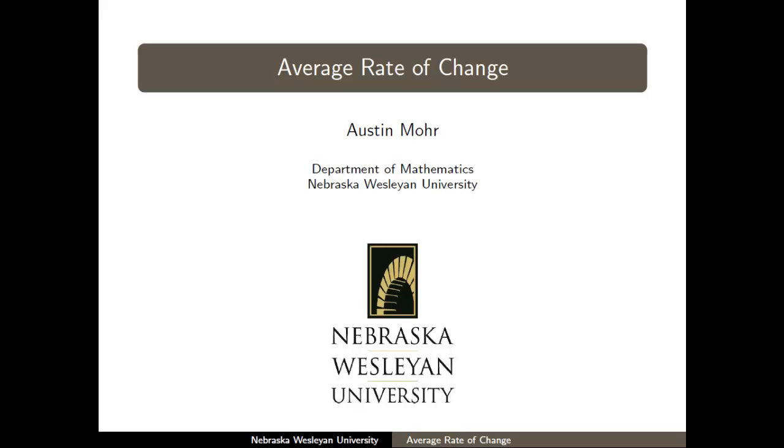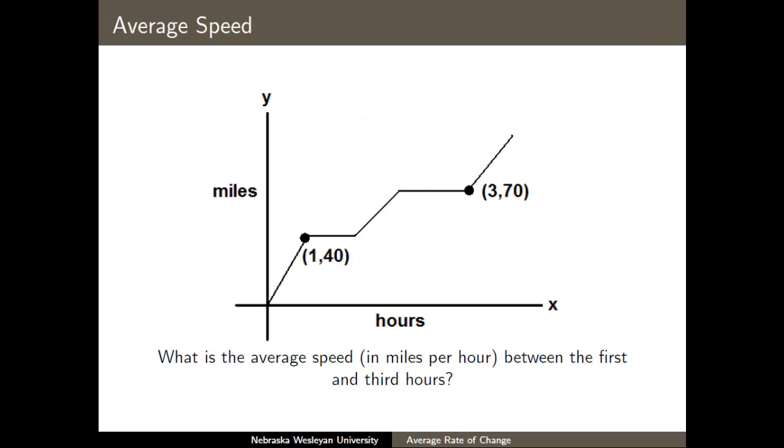When we compute the average rate of change of a function, we're looking to spread the net change of the function out evenly over a certain interval. In this example, my x-axis is the hours that we spent driving, and the y-axis is the miles that we've covered during that time. So the first point of data that we have is that after 1 hour of driving, we've covered a total of 40 miles.